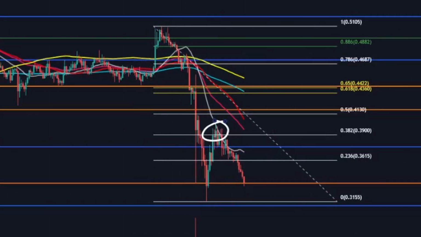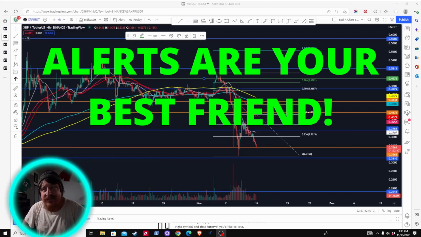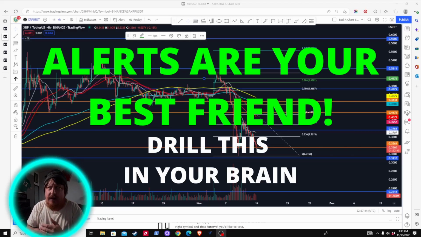So there's two things we want to talk about really quick before we move on with this chart. And number one is going to be, alerts are your best friend. Now, I think TradingView gives you something like 300 or 350 alerts you can set if you have their max package, which is what I have. And just to be honest with you, I typically have those completely used up.